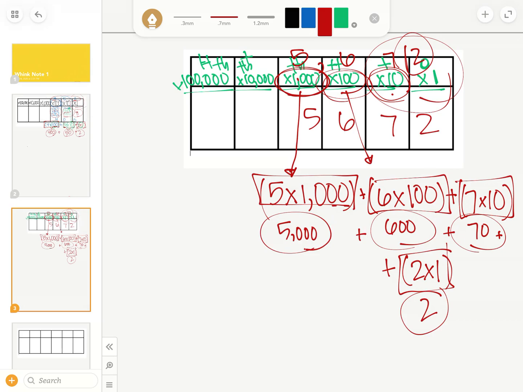We'll keep working on expanded notation, but one way to make it a little bit easier is just to put times whatever the house it's in. Okay, so you guys are pretty good at ones, tens, hundreds, thousands, 10,000s, 100,000s. Just put the times in front of it, and then you just plug in the number with it. Alright, so we'll keep working on that, but that is expanded notation.